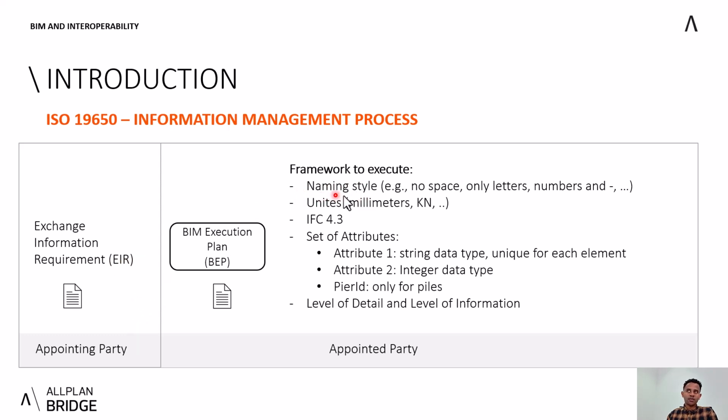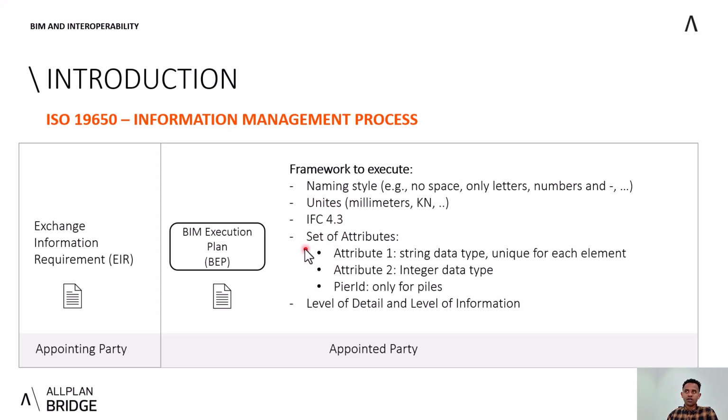Such as, okay, the naming style. So they said, okay, we have to use only characters or letters. Okay, we can achieve this by having this kind of example, or this kind of naming style. For example, the IFC 4.3. So how is the appointed party going to achieve or provide the IFC 4.3? Here they say, okay, we're going to use Allplan 2023 because it supports IFC 4.3. So we're going to use Allplan 23 to provide IFC 4.3.